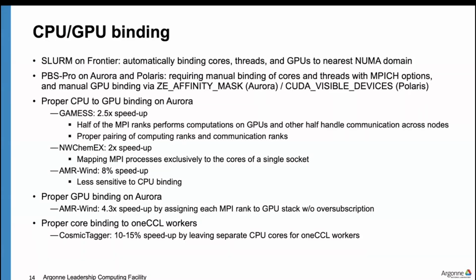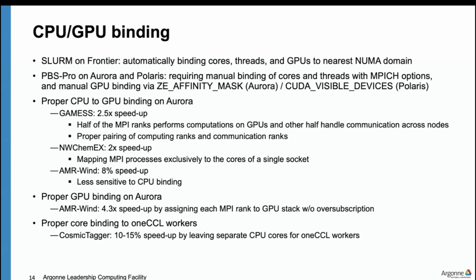So the first thing was CPU-GPU binding. Depending on the application, CPU-GPU binding is very important. For example, the GAMESS application has an interesting setting in MPI: half of the MPI ranks run computation, and the other half are in charge of communication. So proper pairing between the computing MPI ranks and the communication MPI ranks is very important to get better performance. With proper binding, in the GAMESS case, we get a 2.5x speedup compared to without proper binding.